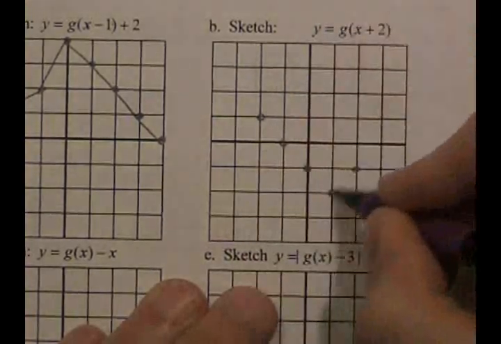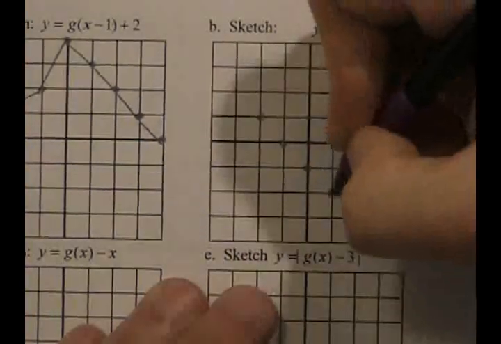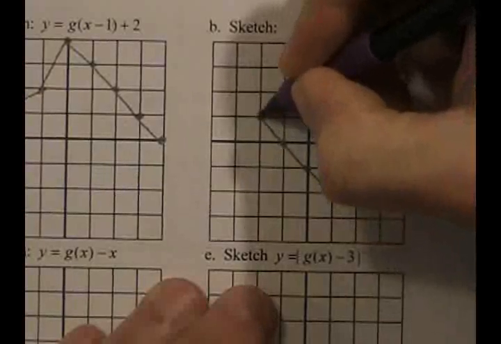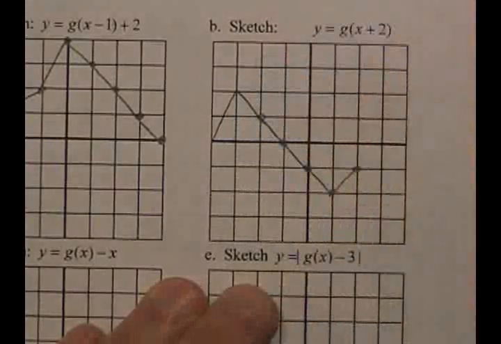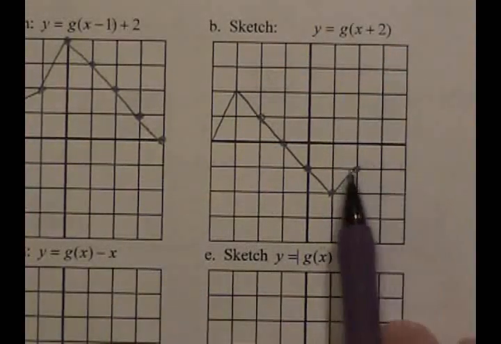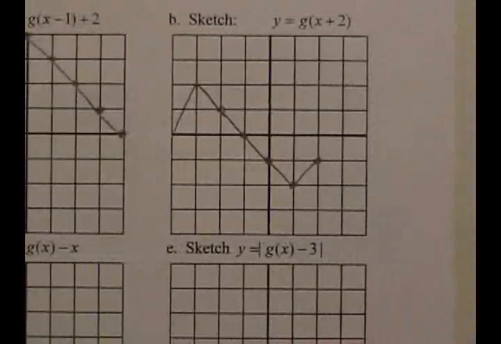And if I do this enough times, I'm plotting out the same graph, only it's shifted over 2 units from where it was. Right? 2 units to the left, because I'm adding 2 first. X has to be 2 less than what it used to be to give me the same outputs.